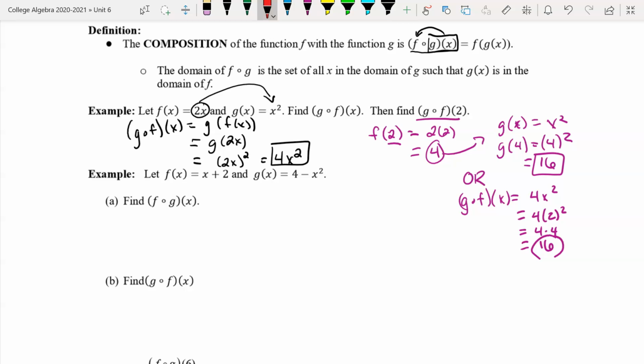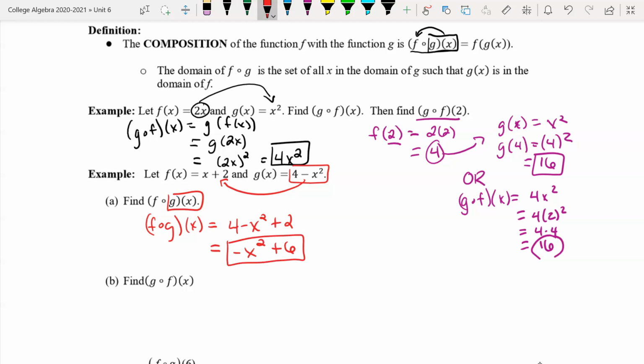So that's the nice thing about composite functions is you can do one individually and then plug it into the other one, or you can go ahead and combine them and then just plug in the number by itself to the combined function, the composite function that you have. All right, so it says find f of g of x. So again, I'm going to take g of x and plug it into f of x. So every time I see an x, I'm plugging in 4 minus x squared. And yes, you plug in the whole thing. So then I'm just going to simplify it. I combine the 2 and the 4 to get negative x squared plus 6.